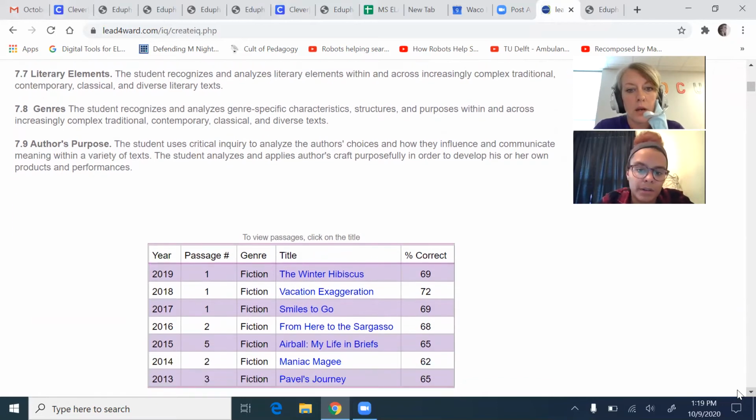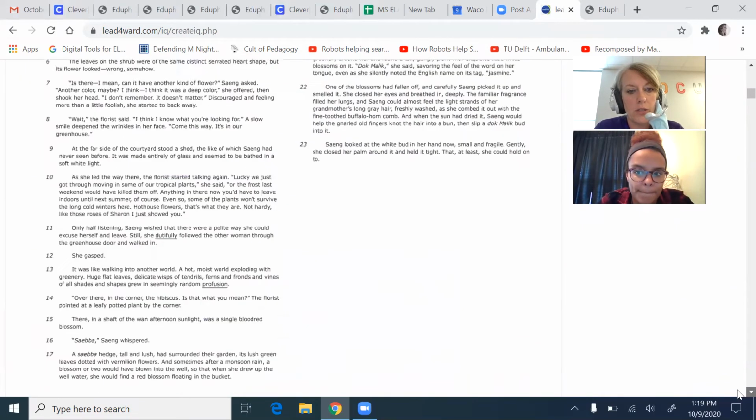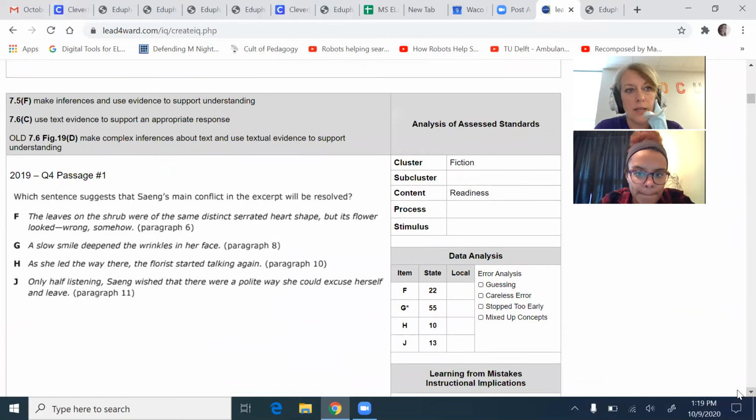All right, so we go down and fiction is tested right here. It's the 7.5E, the inferences, so this is connecting text evidence to inferences. That's not our G. If you look at the cluster, 7.5F is in there as well. So you could choose to go back and say the way this cluster is written is for 7.5F and 7.6C to be the focus of any fiction text we're reading.